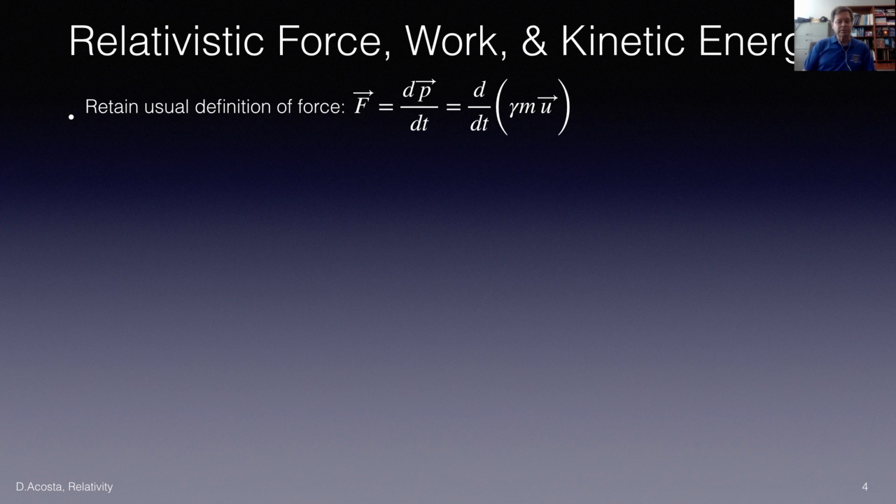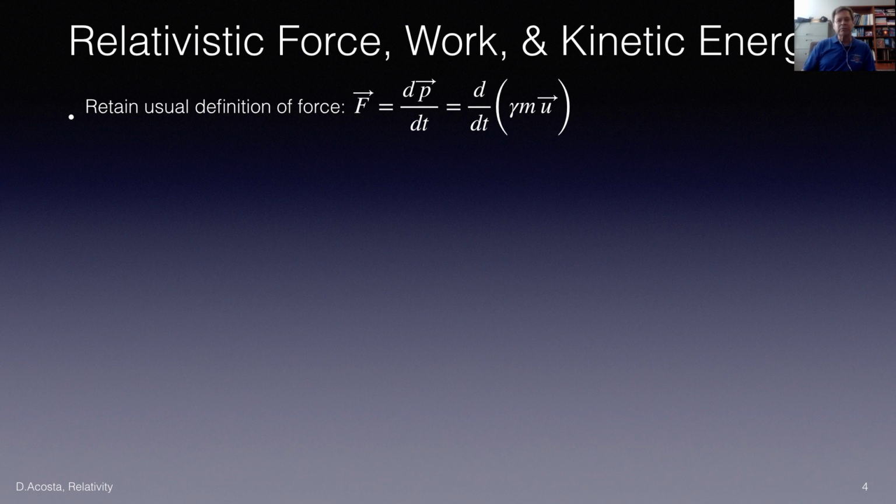So, we're going to retain our usual definition for force. Force is a change in momentum, dp/dt. But we're going to use the relativistic definition of momentum, that the p vector is gamma m u, where u is the velocity, I should say, of that particle in that reference frame. And gamma is the associated shorthand for 1 over the square root of 1 minus u squared over c squared. So this is our definition of force.